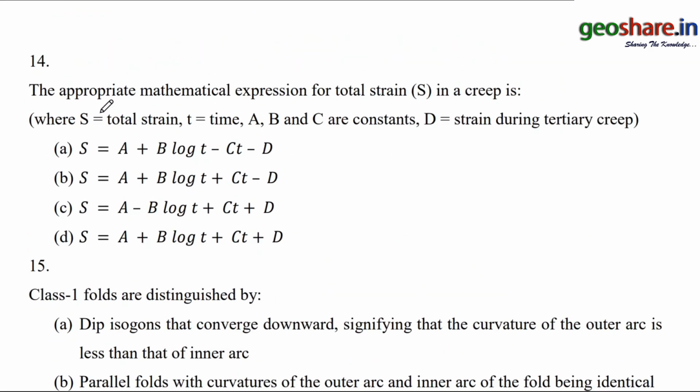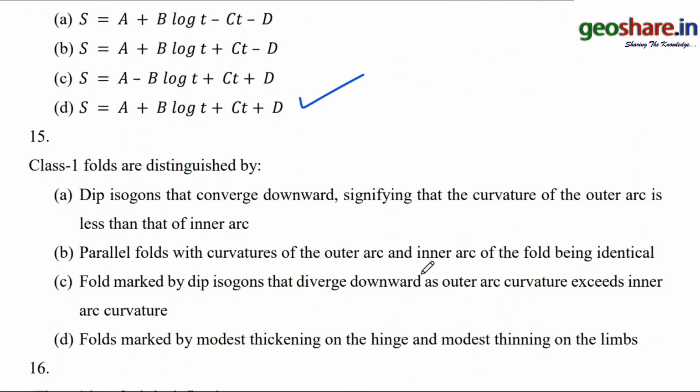The appropriate mathematical expression for total strain S in creep, where S equals total strain, T equals time, A, B and C are constants, D equals stress during tertiary creep. The answer will be D: S equals A plus B log T plus Ct plus D.